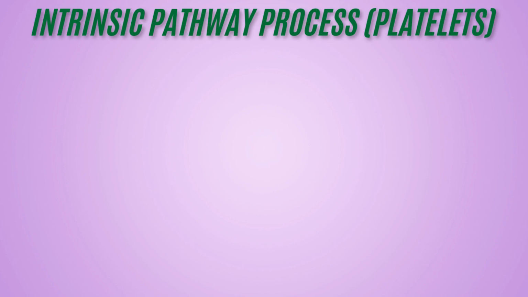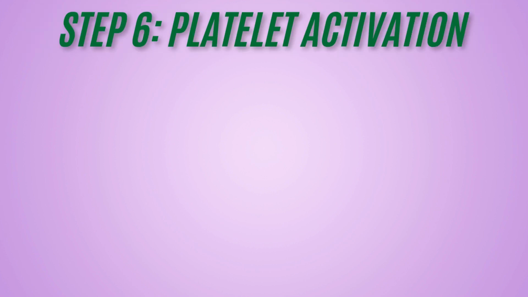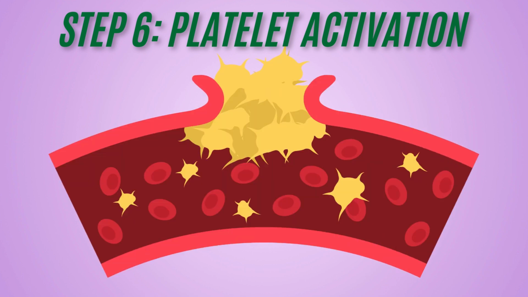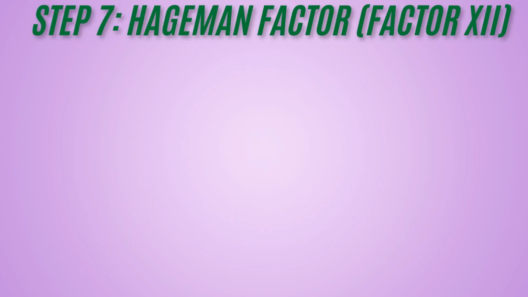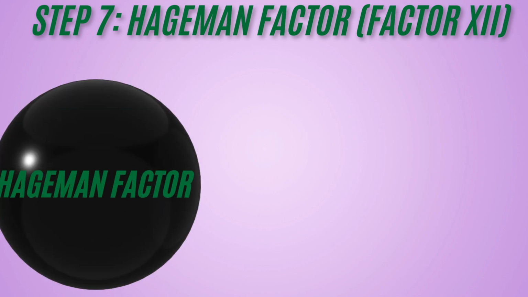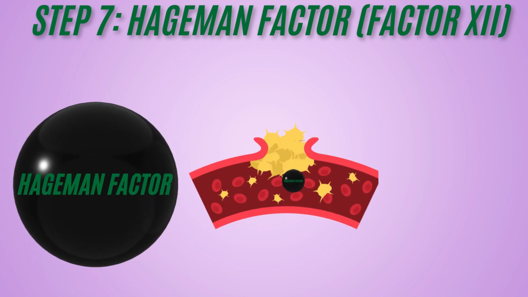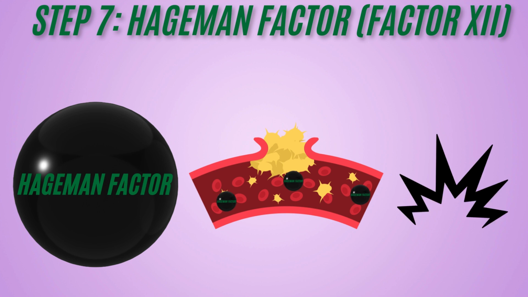Intrinsic pathway process, platelets. Step 6. Platelet activation. Within the intrinsic pathway, platelets are activated by the damage to the vessel wall. Step 7. Hageman factor, factor 12. The Hageman factor, factor 12, is activated in the bloodstream and begins a cascade of clotting factors.